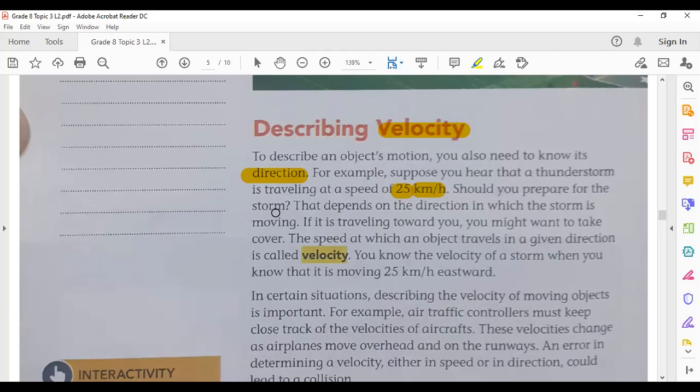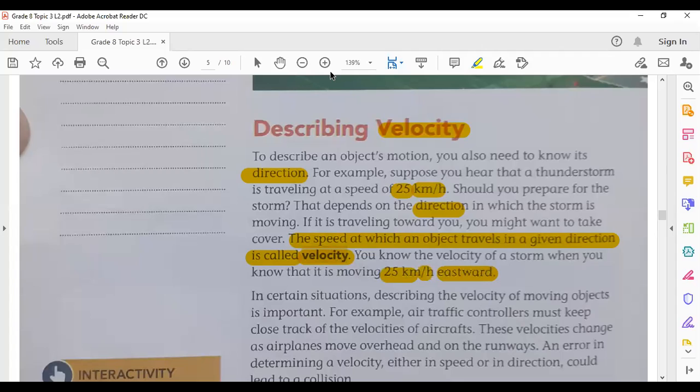Should you prepare for the storm? That depends on the direction in which the storm is moving. If it is not moving in your direction, you don't need to prepare. If it is traveling toward you, you might want to take cover. The speed at which an object travels in a given direction is called velocity. Highlight it, please. You know the velocity of a storm when you know that it is moving 25 kilometers per hour eastward.